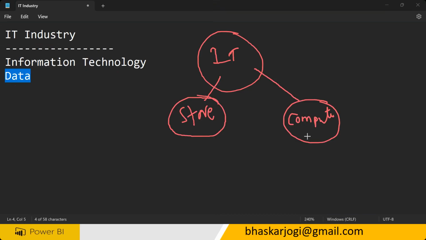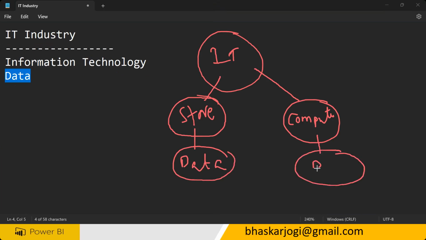The IT industry is going to be storing your data, and it is going to be processing your data, because I stands for information. So what is it going to be storing? Data. Clear? And what is it going to be computing? Computing means processing the data. So the IT industry is going to be doing only two things: storing data and processing data.